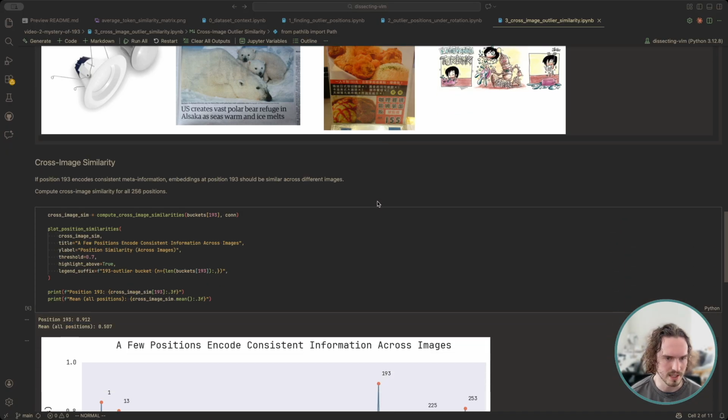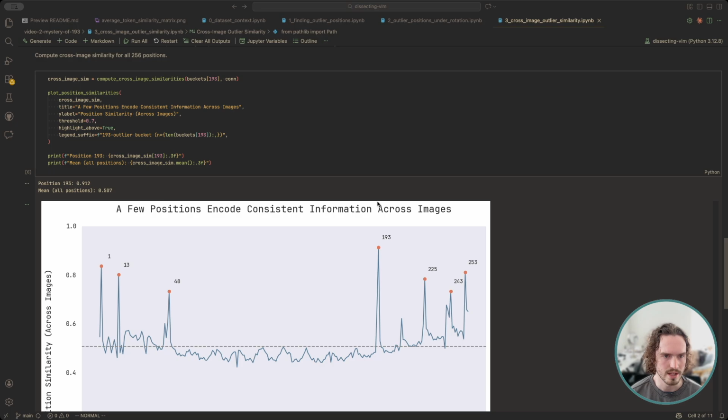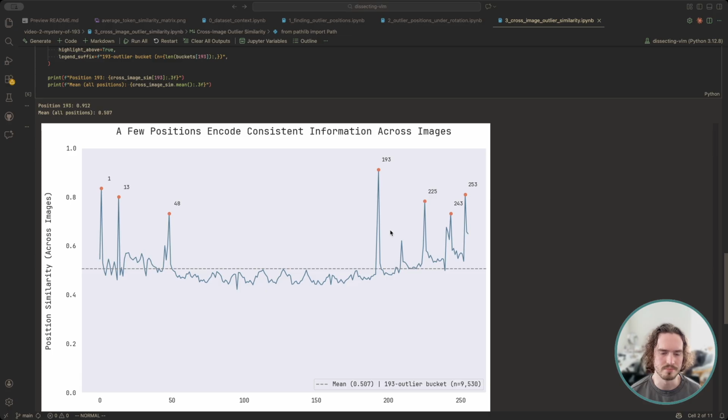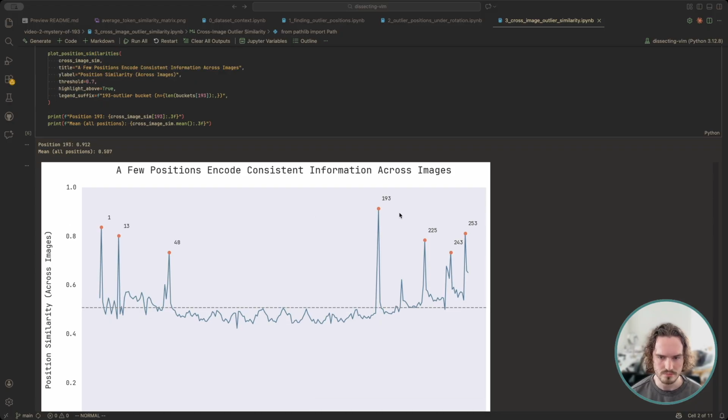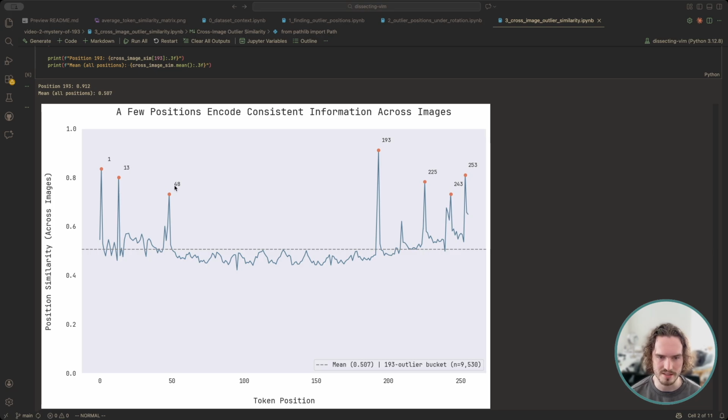But anyway, I calculated that cross-image similarity, looking at how similar the slots are across our images. Interestingly, this is more or less a mirror of what we saw as the dissimilarity per image. So 193 is very similar across our bucket where 193 is the outlier. And then we recognize things like 48 and 243 as well.